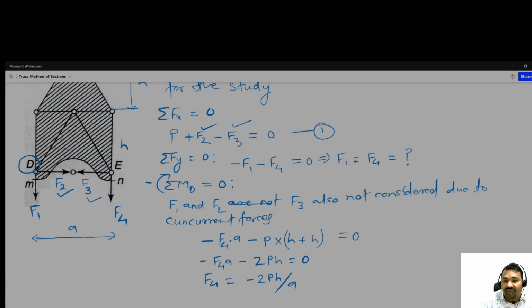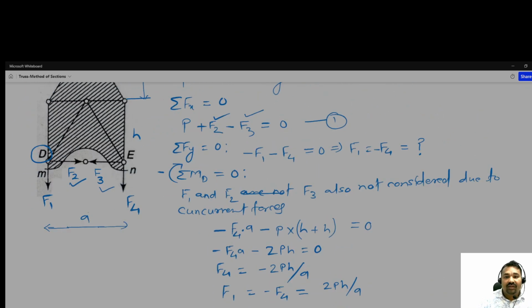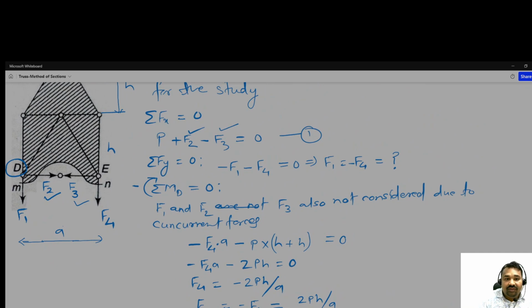Here F1 is actually equal to minus F4. Now this I forgot: F1 is equal to minus F4. Okay, so from here F1 is equal to minus F4, which is 2PH by A. So we got it. Using summation of Fx is equal to zero has no meaning, no sense of doing this, because we are not getting any of the unknown values, the unknown forces. That's why we have to avoid this.